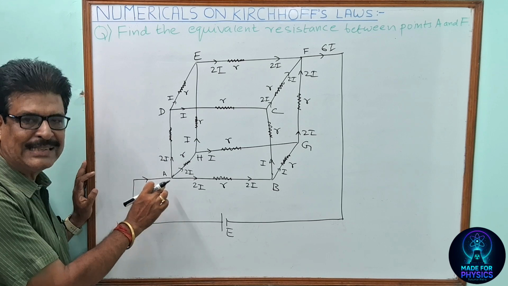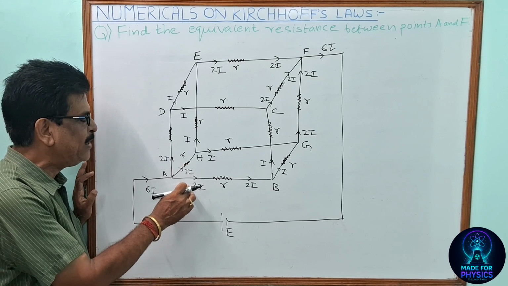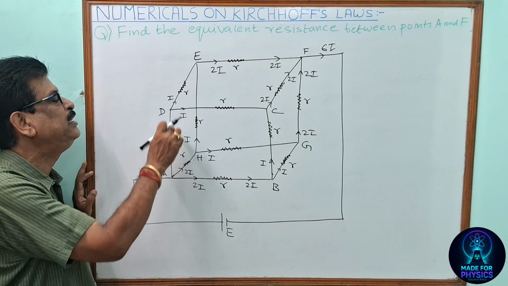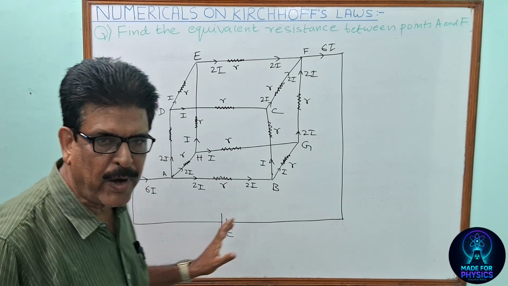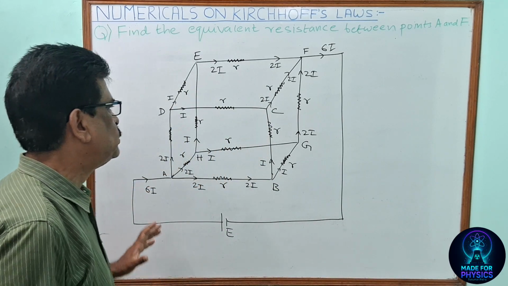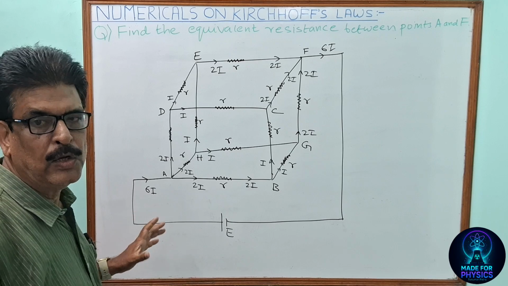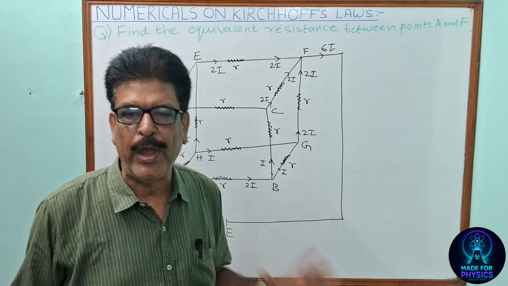Had I taken it as I, then this would have been I by 3, I by 3, I by 3, and this would have been I by 6, I by 6 likewise. So in order to avoid fractions, I've taken it as 6I. So now we'll apply the loop rule and try to solve it in a very simple way.